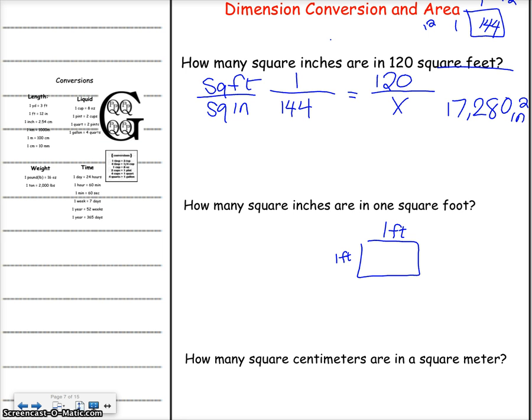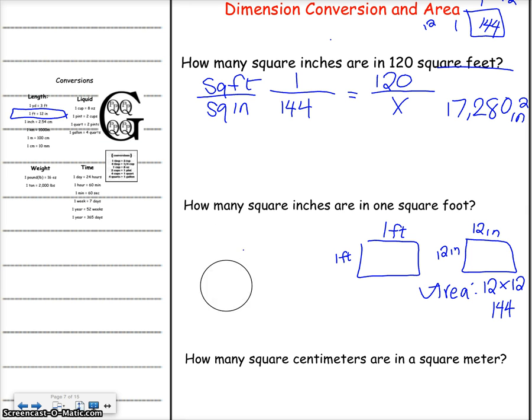Well, I know 1 foot by 1 foot is the same as saying 12 inches by 12 inches, right? Because that conversion factor of 1 foot is 12 inches. And then I know that area is 12 times 12, which is 144. So in square feet, I'm actually going to do it like this. Feet squared to inches squared, 1 foot squared is to 144 inches squared.